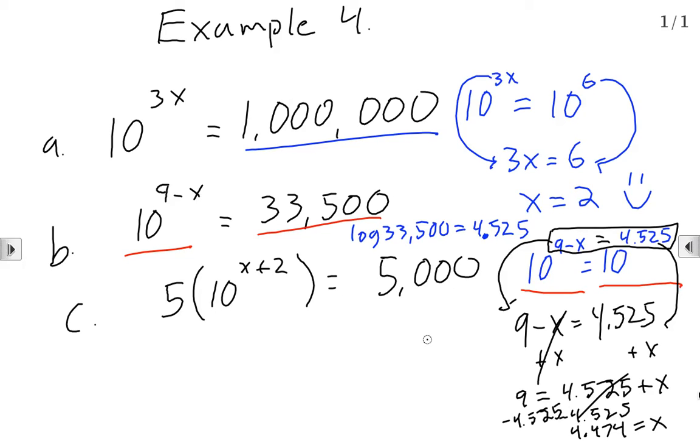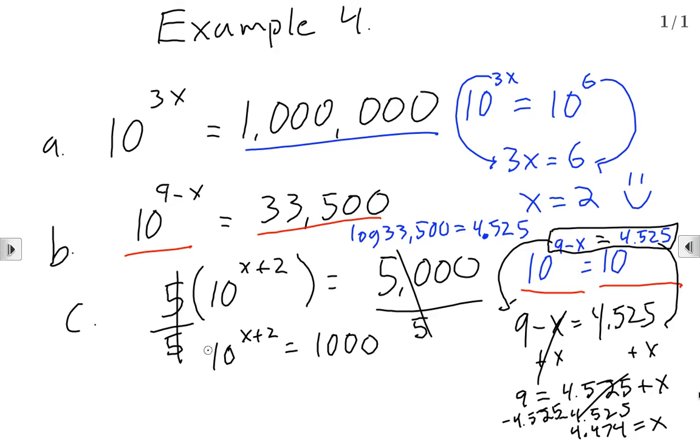C, we still have that same idea. We want common bases. We want a 10 and a 10 so that we can set up an equation. The only difference is we actually want to move this 5 first. On the homework, I think it's not a 5, it's a different value, but we need to divide by 5. And then over here, we need to divide by 5. And so what we wind up with is 10 to the x plus 2 equals 1,000.